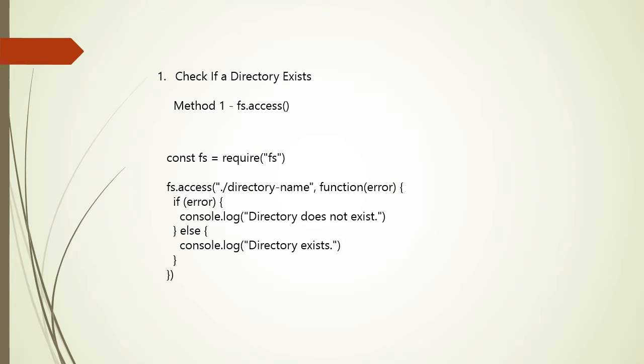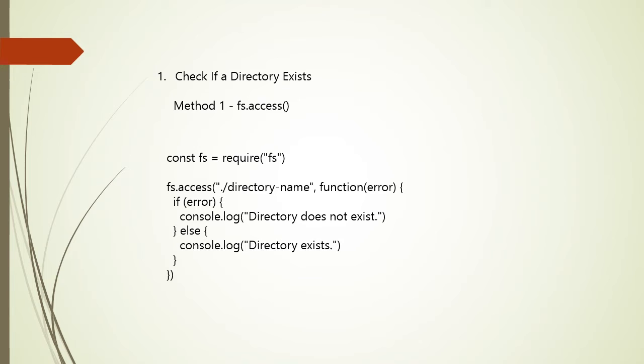Here is an example of what the code will look like. const fs = require('fs'); fs.access('./directory-name', function(error) { if error, console.log the message 'directory does not exist', else console.log 'directory exists' }).